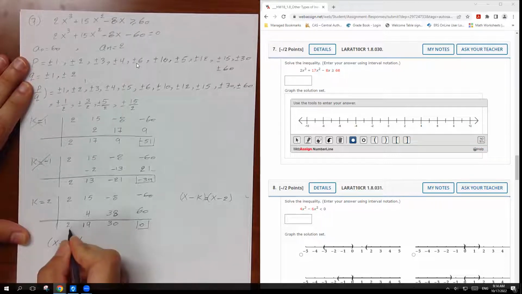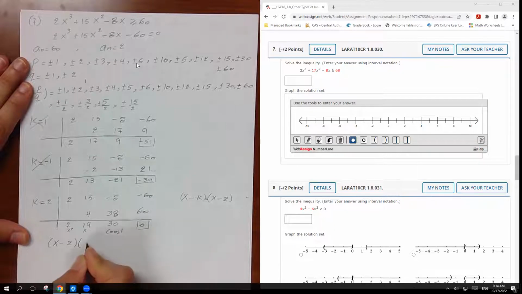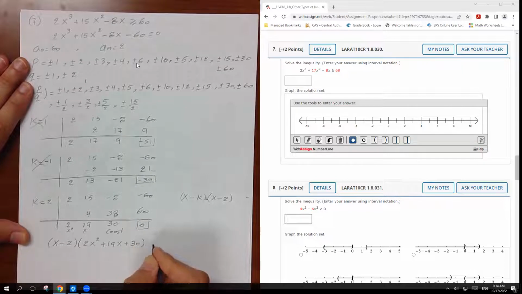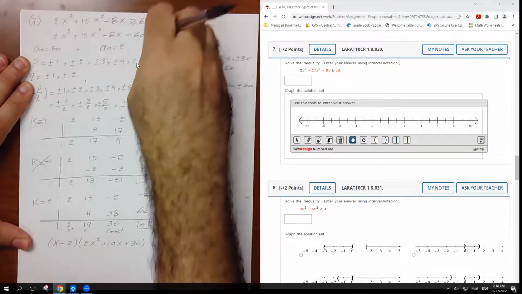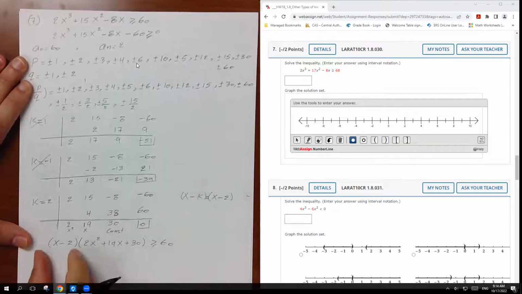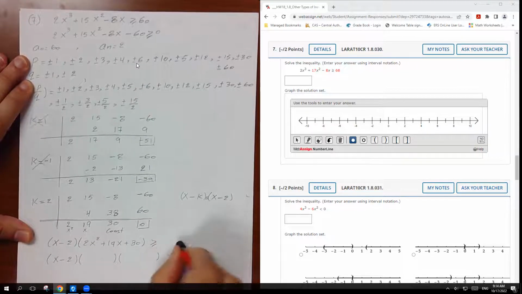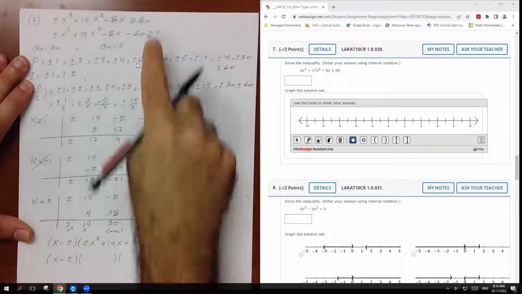That means this side is going to be x minus 2, and the other side is going to be, this is x squared, this is x, and here is the constant. So it's going to be 2x squared plus 19x plus 30, and it's going to be greater than or equal to 0. Here's a mistake here. This is greater than or equal. So now this is easier to factor. So I'm going to say x minus 2, and here I'm going to open two parentheses, greater than or equal 0, which is the other side.